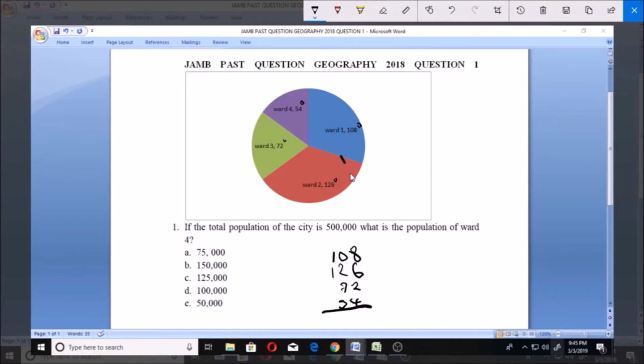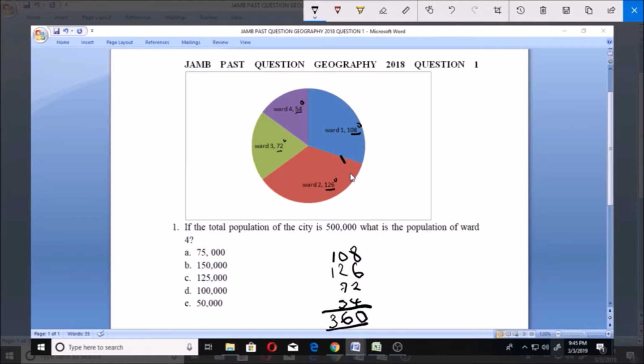This is 8 plus 6 should give us 14, 14 plus 2, 16, 16 plus 4 will give us 20. So we put 0, carry 2, put the 2 here, have 2 plus 4, 2 plus 2, 4, 4 plus 7, 11, 11 plus 5, 16. So we have 6, carry 1, put it here, it becomes 2, 2 plus 1, 3. So the summation of these degrees must always be equal to 360.